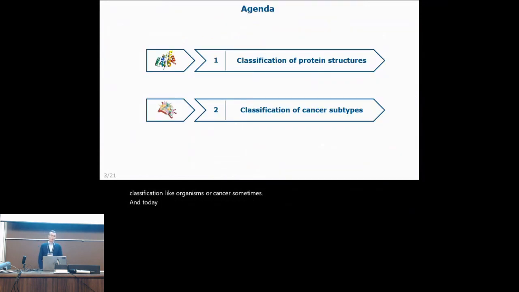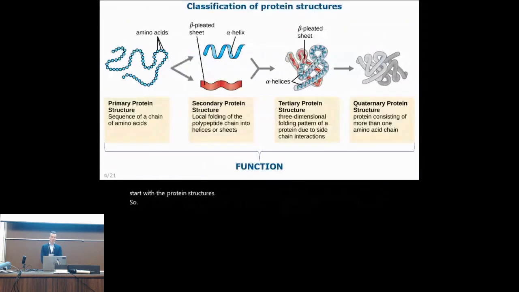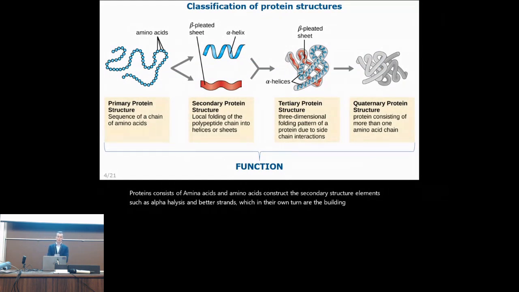Today, I would like to share with you several projects that belong to two different directions. First is classification of protein structure, and the second types. So let's start with the protein structures. Proteins consist of amino acids, and amino acids construct the secondary structure elements such as alpha helices and beta strands, which in their own turn are the building blocks for the protein domains.